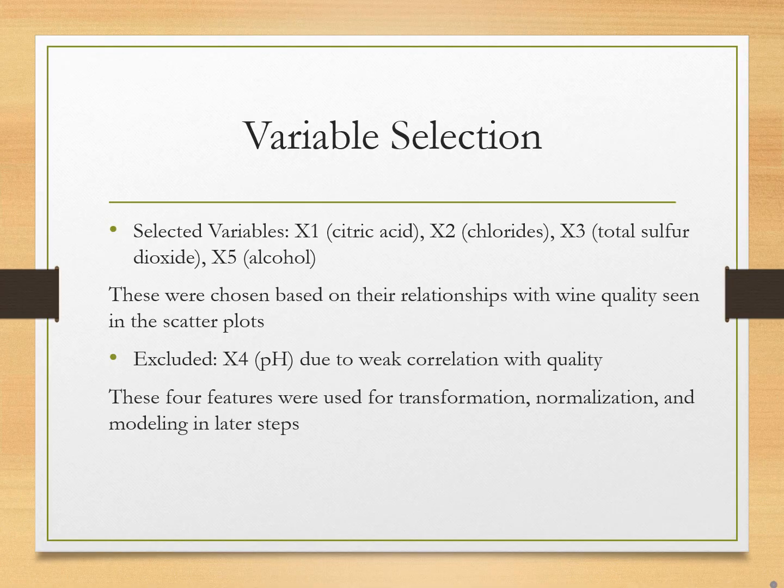For selecting the variables based on the scatter plots and data distribution, I selected citric acid, chloride, sulfur dioxide, and alcohol as my input features. Here, the pH was excluded due to its weak correlation with quality. These four features were used in the rest of the analysis.